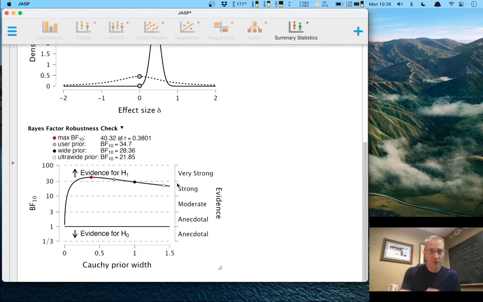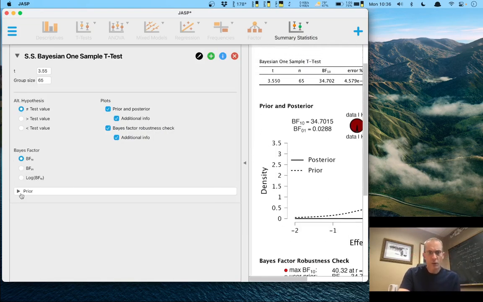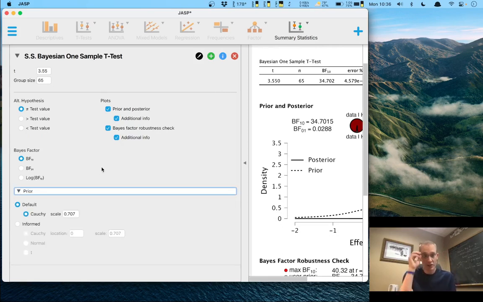Okay. The last thing that I want to show you here is if you click under the prior box, you can actually change it. The default Cauchy has a scale of 0.707. That seems kind of random. That's actually 1/2 the square root of 2. The technical reason for that comes from some later work of Jeff Rouder, but this is the JASP default, and it is recommended for a variety of reasons.